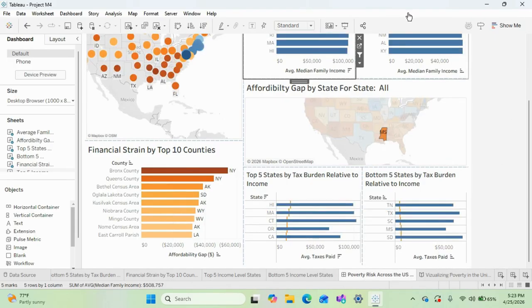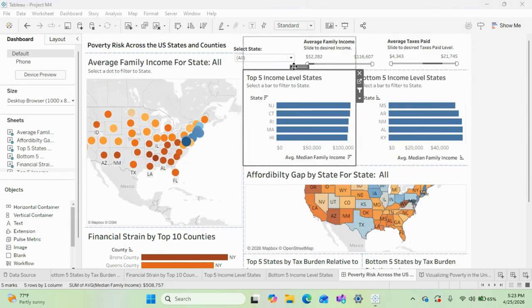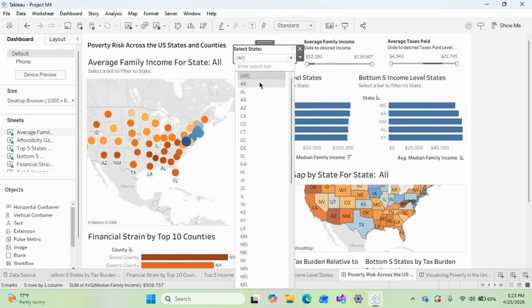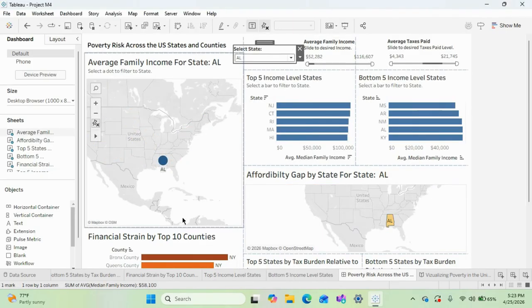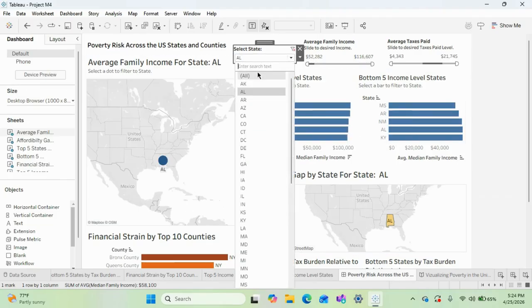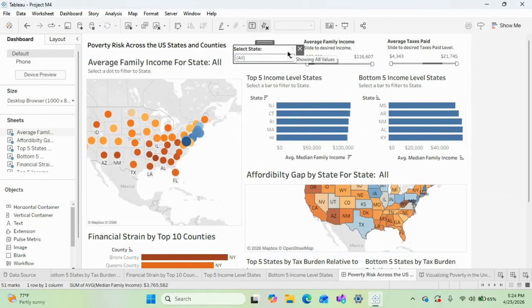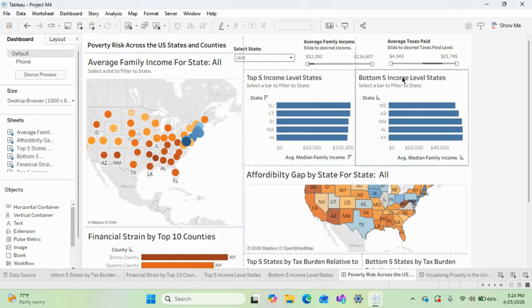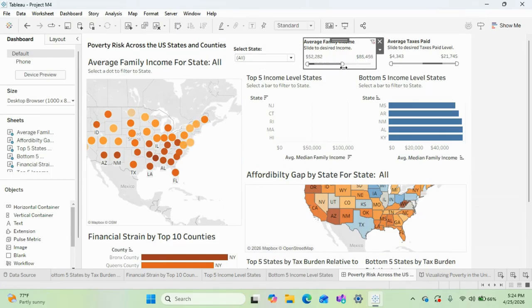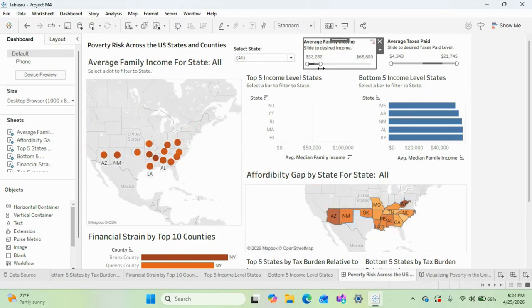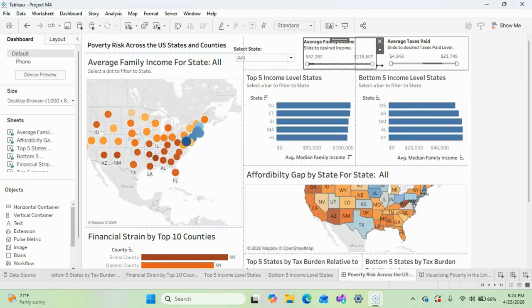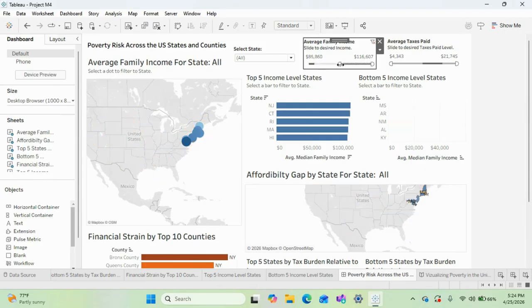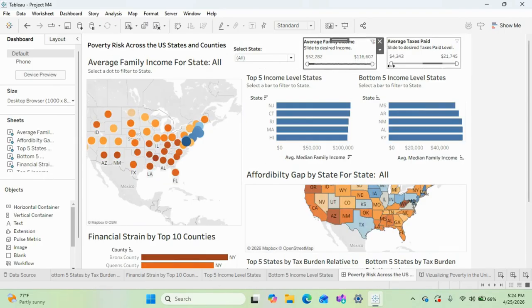So the next thing I have, and then we can also select the states. So we want to see Alabama, we hover over it and it breaks it down, and then we can go back to normal by clicking the remove filter that pops up in here. And then we can slide if you want to see the desired income. Look how it decreases, and you can tell there's a pattern following, and it's the same as if you moved here. And then the average taxes paid.